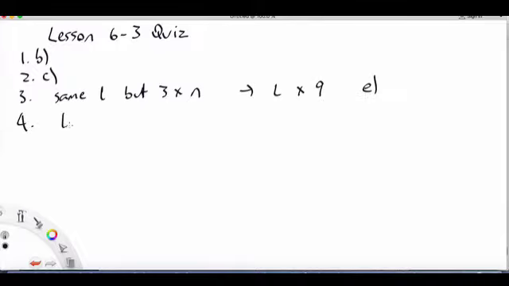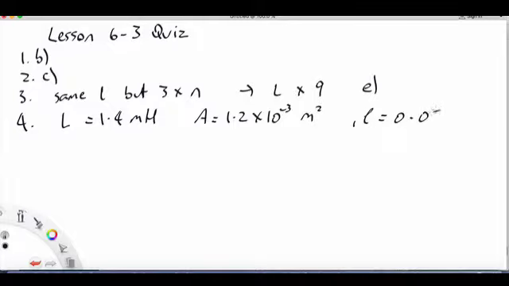Now for number 4. We have an inductance of 1.4 millihenries, and we have an area of 1.2 by 10 to the minus 3 square meters. We have a length of 0.052 meters. And the question is, what is the number of turns? Now our equation for inductance is L is mu naught N squared A times l, where N is the number of turns per unit length. So let's make that the subject.